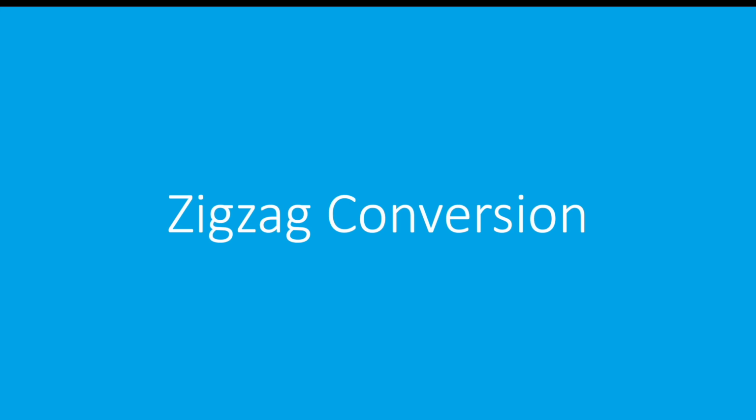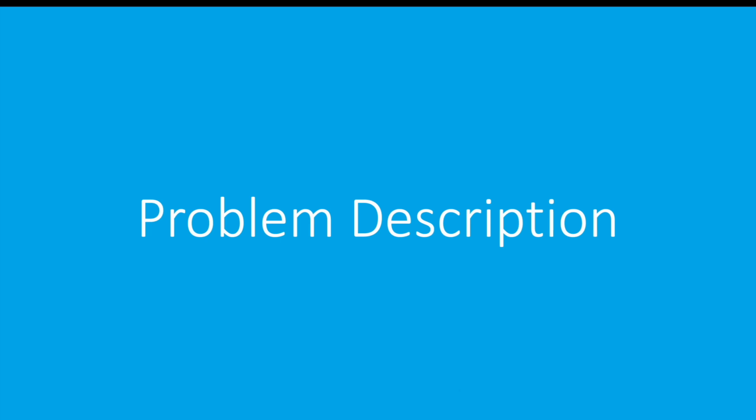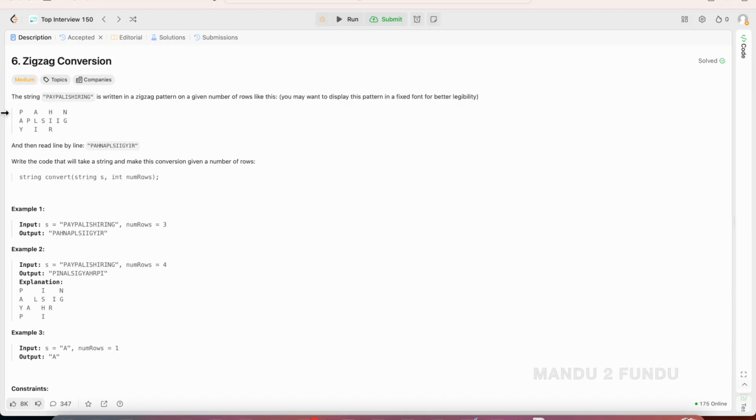In this video, I'm going to discuss the solution for the zigzag conversion problem. Let's look at the problem description. We are given an input string and we have to return that string in a zigzag pattern on a given number of rows. And then we have to read row by row and return that as an output.